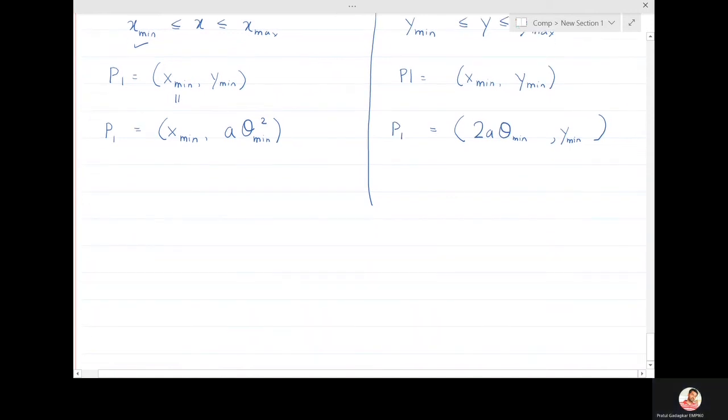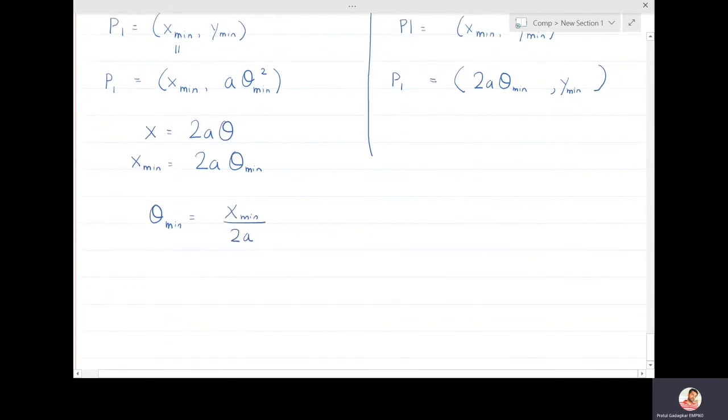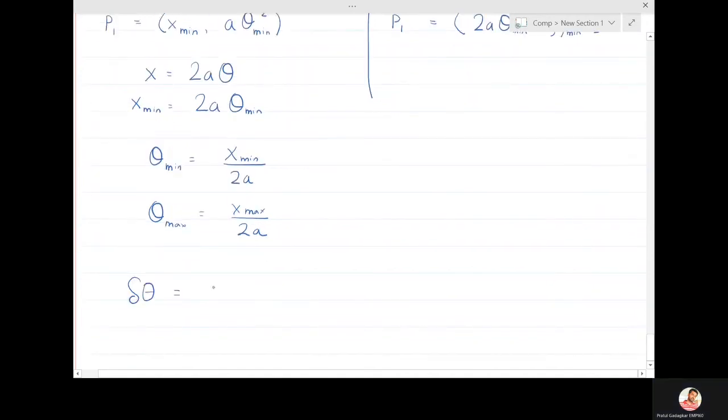What is θ min? We know how to calculate θ min now. We all know that x is equal to 2aθ. Therefore, x min will give me 2aθ min. And therefore, θ min value will be x min upon 2a. And θ max will give me x max upon 2a. And therefore, delta θ, which is (θ max minus θ min) upon (n minus 1), to generate n points.